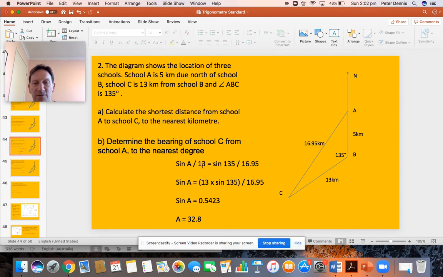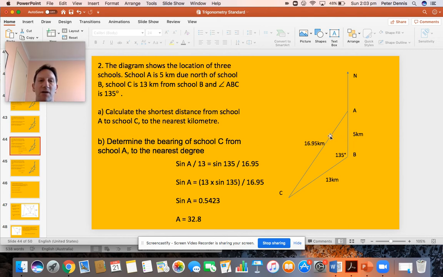The sine of A over 13 equals sine of 135 over 16.95. How do we do that? We're dividing by this 13, so when we take it across, we're going to times 13 times sine 135 divided by that. We get sine A equals 0.5423. Therefore, A equals 32. Remember, you need to know how to use the calculator. We are finding an angle. Any time we're finding an angle, we have to press shift. So what does that tell us? That tells us this angle up here is 32.8.